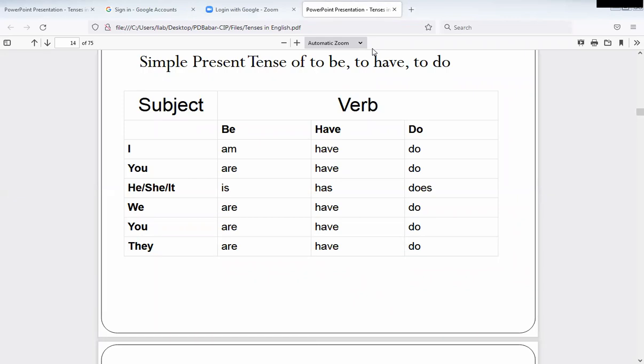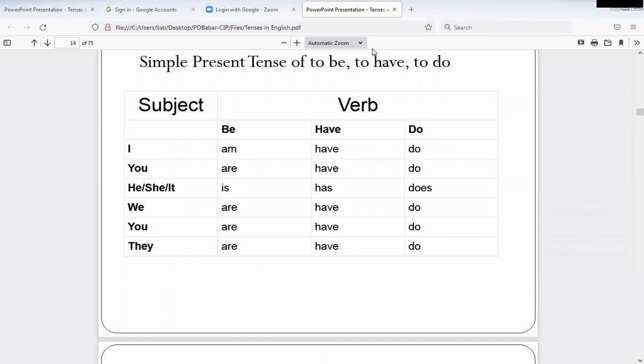Then the do form that we will use after we is do. Do itself we will use. So only for he, she, it, we will use does. He, she, it is the third person singular, and that will change to does. So we are using does as a form of verb. Then for you as a subject, we are using are as a to be form, or are as a verb of to be form.